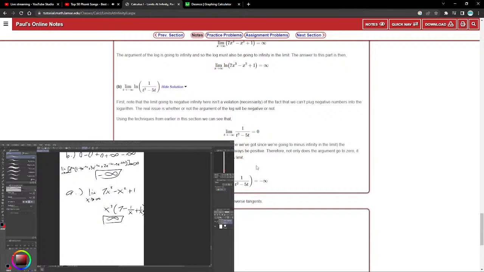Oh, you just assume it's going to 0 from the right. The denominator will always be positive. Quotient. Oh, okay. That makes sense.